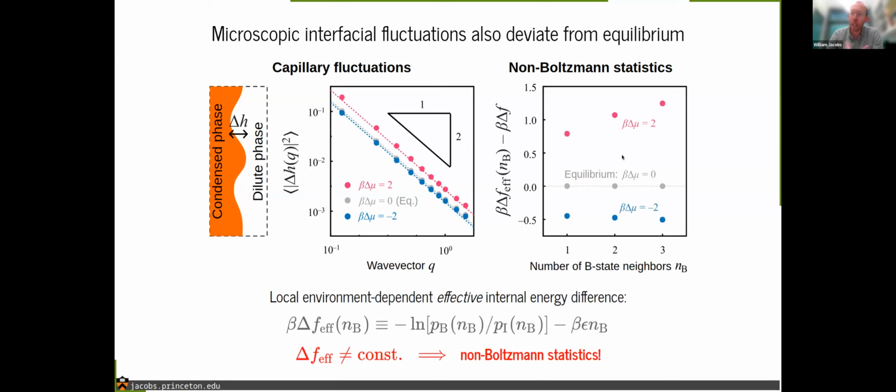But for our systems that are driven out of equilibrium, we can actually see systems where this effective internal energy difference is now environment dependent, which means, in other words, that we have non-Boltzmann statistics, right? There's no single effective equilibrium model that can possibly describe everything that's happening on this interface, right? So even at this short scale, this is not a short length scale. We have a system that is clearly out of equilibrium.